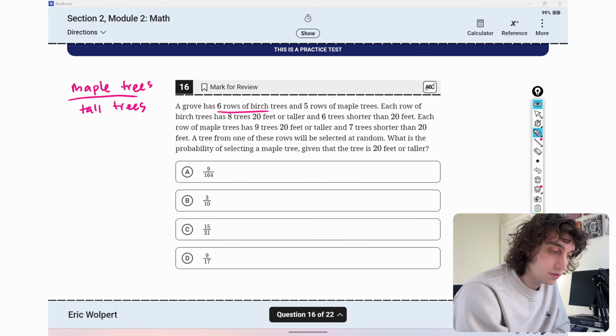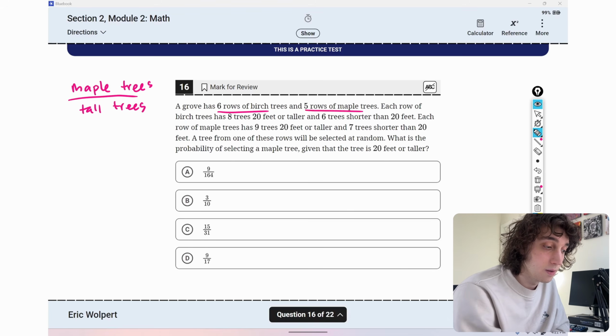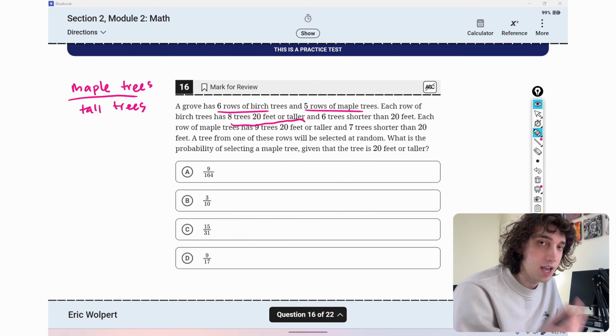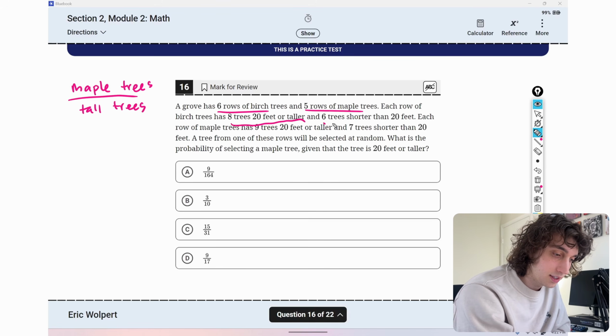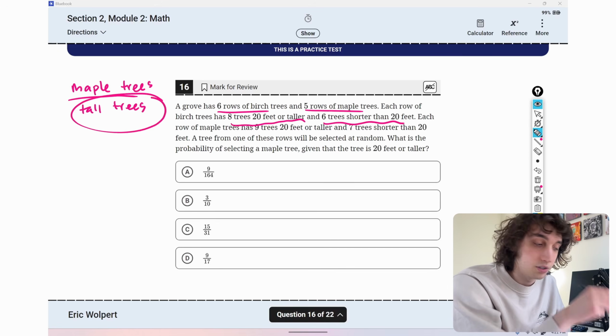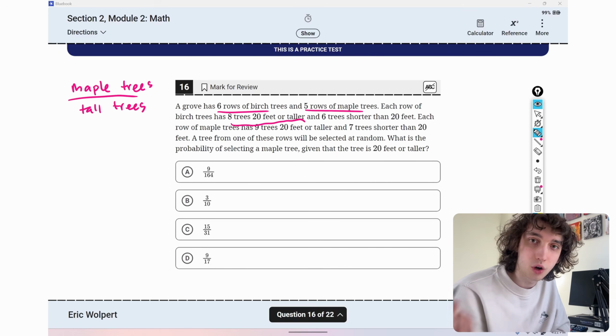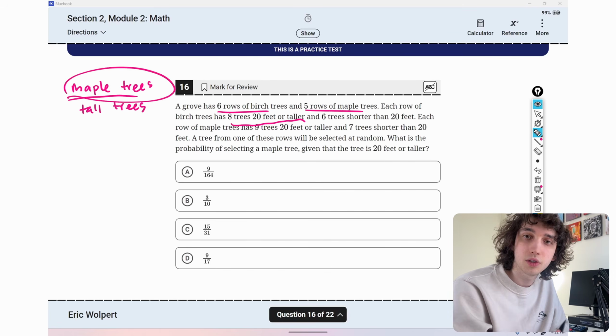A grove has 6 rows of birch trees and 5 rows of maple trees. Each row of birch trees has 8 trees 20 feet or taller. So I'm going to say 8 tall trees and 6 trees that are shorter. We know that we're only conditioning on tall trees, which means we can completely ignore all the short trees. They're not relevant to the problem. What we care about is how many tall trees there are and how many of those tall trees are maple.